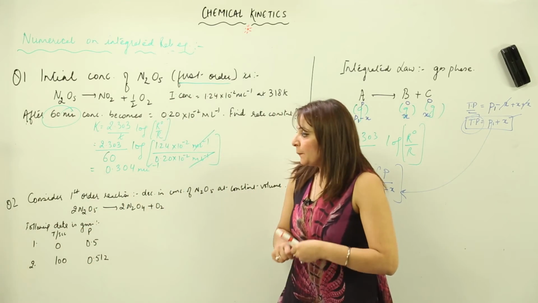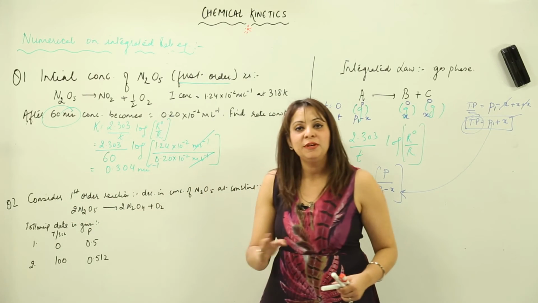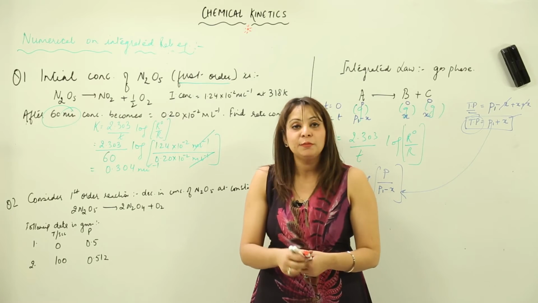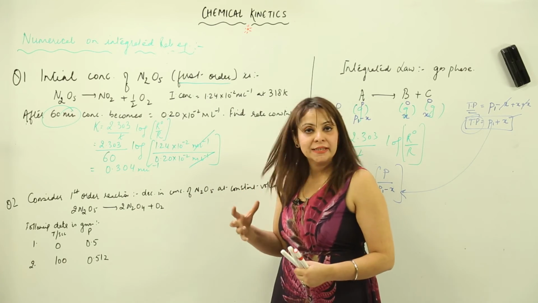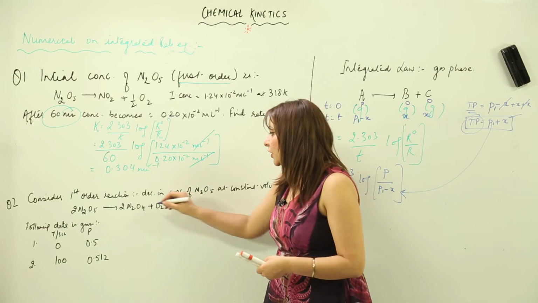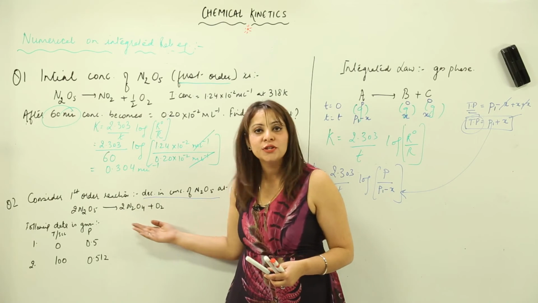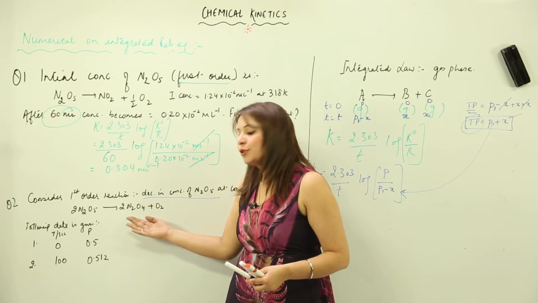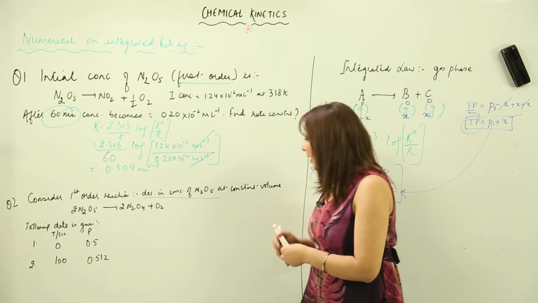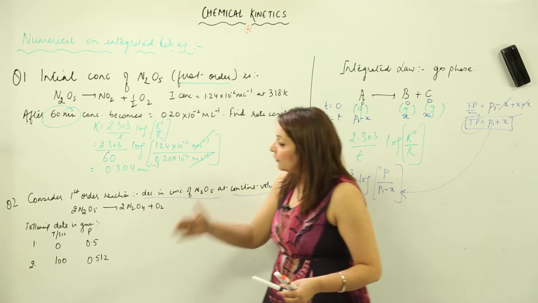We consider a first order reaction, so we are going to use this expression. What do we see in this reaction? There is a decrease in concentration of N2O5, and as the reaction is written, it is a decomposition of N2O5. It is breaking down into N2O4 and O2, and this reaction is occurring at constant volume. You also have data along with it.